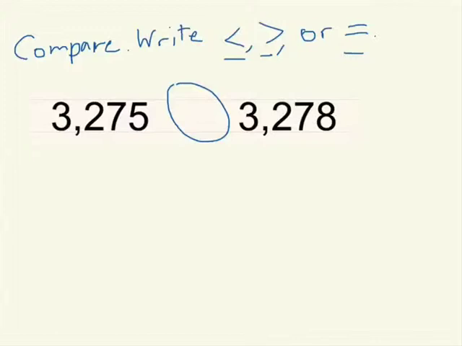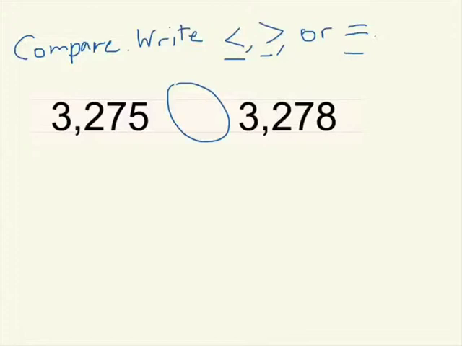So starting with the number on the left, at the bottom, we have 3,275 compared to 3,278. So one way that we can figure out which number is larger or smaller, or if they're equal, is to write them in a sort of expanded form. So underneath the number on the left, I'm going to break it down into expanded form, basically.